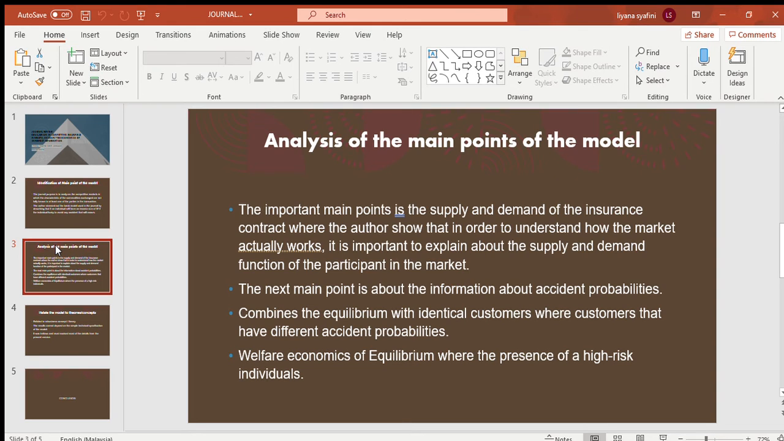The last point is about the welfare economics of equilibrium, and the presence of high risk individuals. It might have a negative impact on low risk individuals in an equilibrium. Not all high risk individuals would declare and admit their high risk accident probabilities, and it would be different if all individuals admitted before entering into a contract.